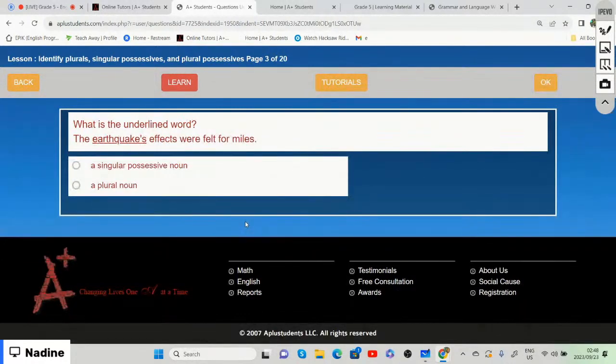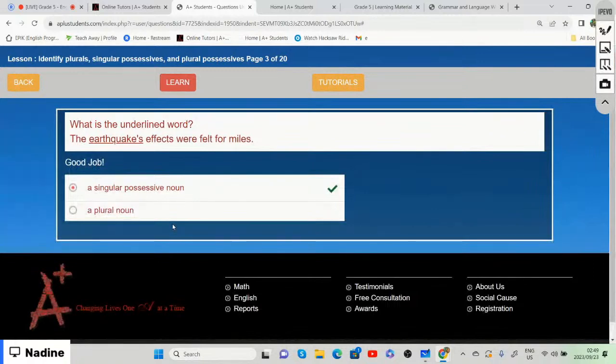And the earthquake's effects were felt for miles. Earthquake's. Is it a singular possessive noun or a plural noun? Remember, the apostrophe will tell us if it is a possessive noun or if it's just a plural noun, where we just added an S to make it more. And in this case, earthquake's effects, we can say it is a singular possessive noun. And we have our apostrophe S.